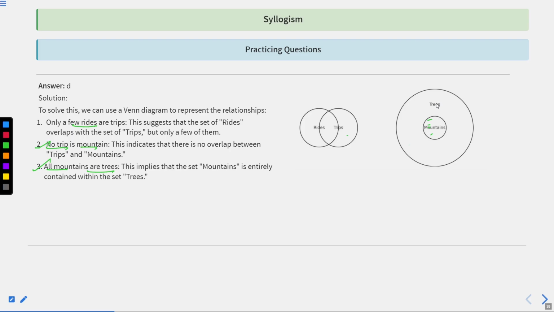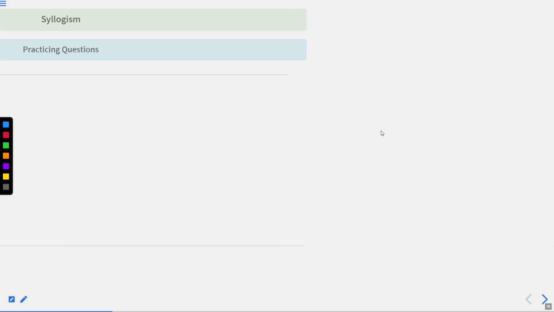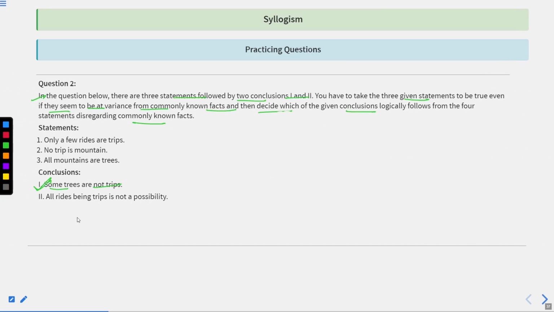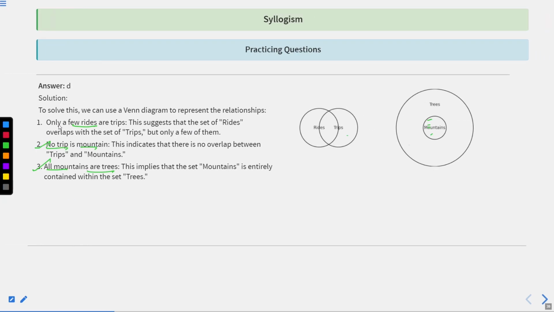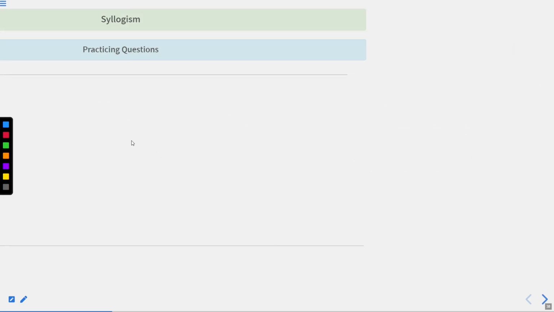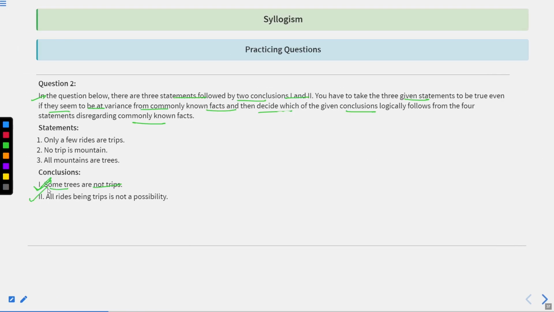So the question was, some trees are not trips, which is true because there is no relation between trips and mountains, and neither is there a relation between trips and trees. So all trees are not trips can be converted into some trees are not trips, correct? So the further conclusion follows. And the second one is all rights being trips is not a possibility. Since the first statement says only a few rights are trips, all rights being trips is obviously not a possibility. So both conclusion number 1 and conclusion number 2 seem to be correct from my side.